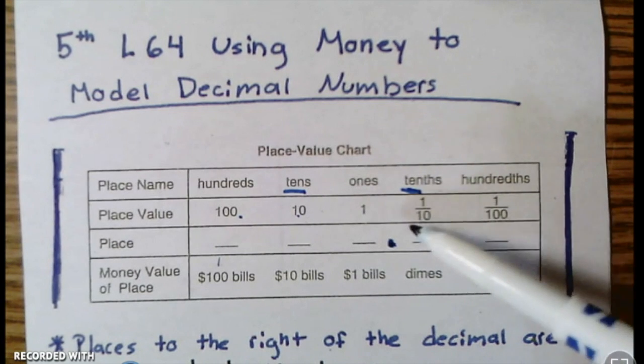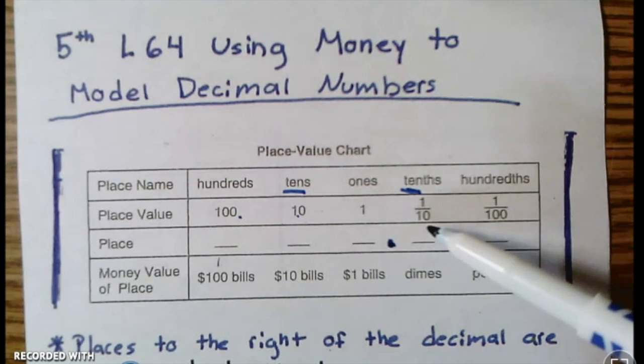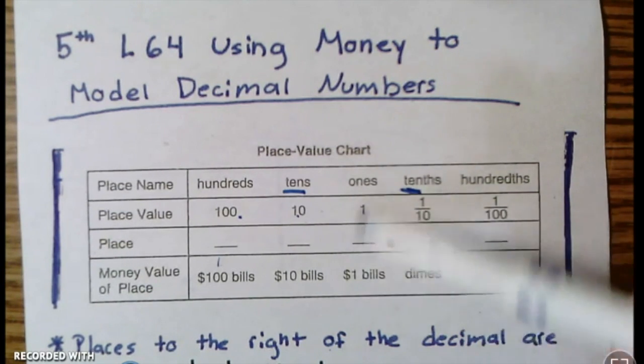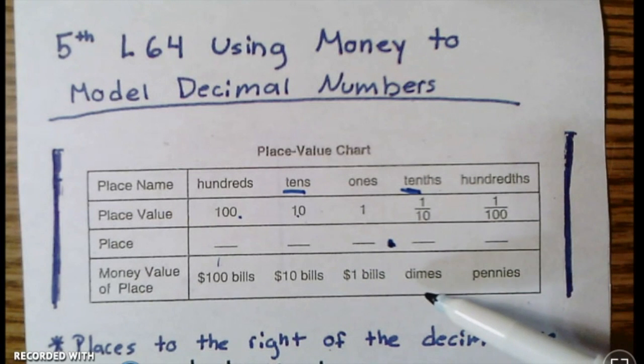So tenths means that it's just 1/10 of a dollar. That means it would take 10 of them to make $1, which is going to be our ones place right here. And we can show that with dimes, because it would take 10 dimes to make $1.